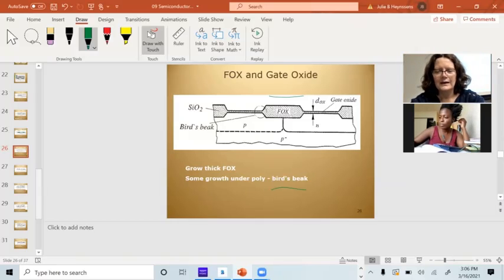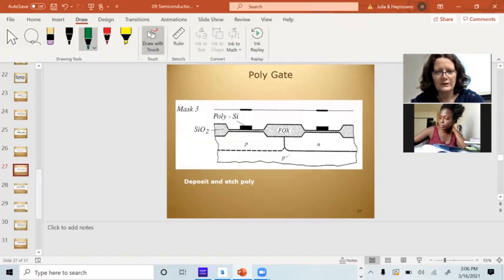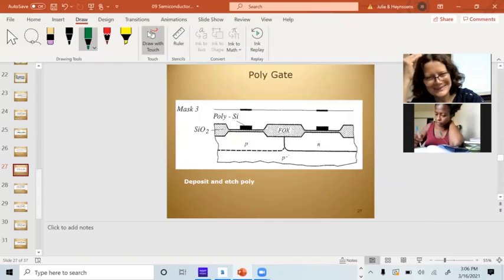Okay, that's not a good thing, because it causes my transistors not to work quite as well. There's some leakage in there. And you need to keep the Fox away from the bird's beak.